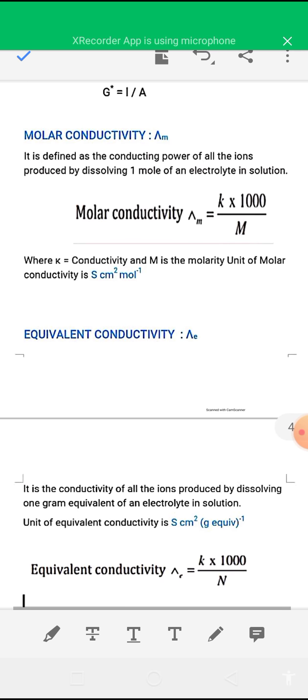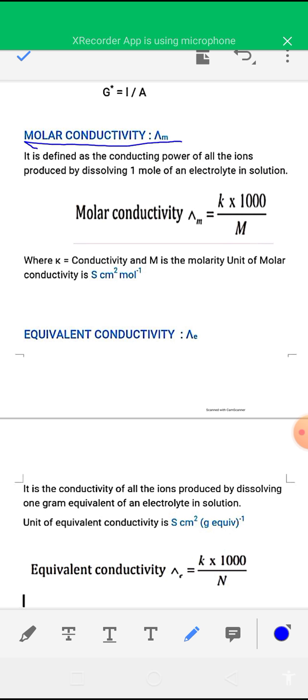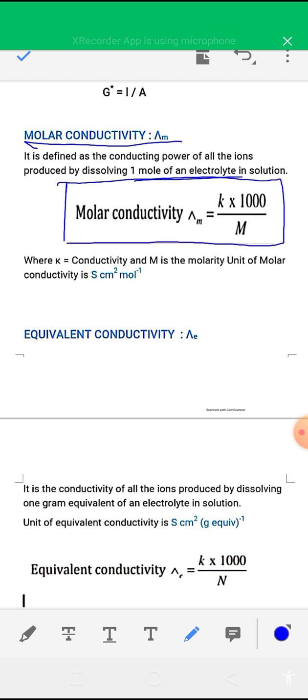You can express the conductivity of a solution in different units. First one is molar conductivity, which is represented by lambda m. So what is molar conductivity? It is defined as the conducting power of all the ions produced by dissolving 1 mole of an electrolyte in a solution. If 1 mole of an electrolyte is present in a solution, then the conductivity of the solution is known as molar conductivity.